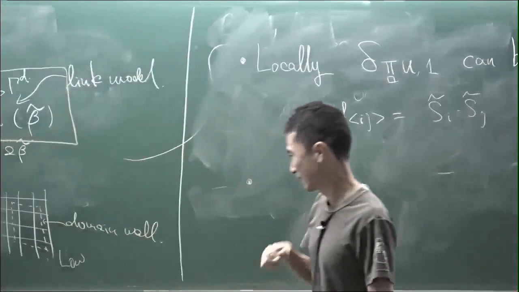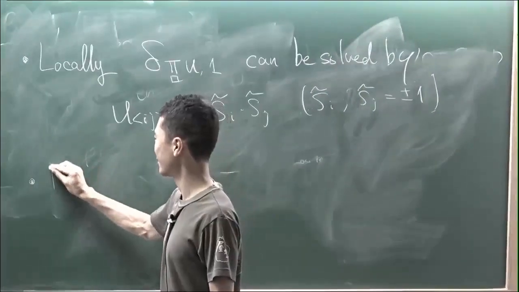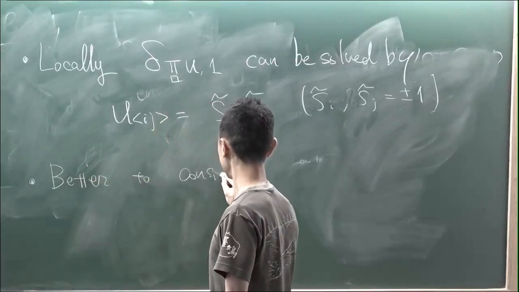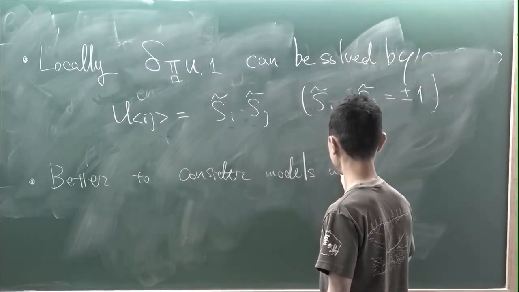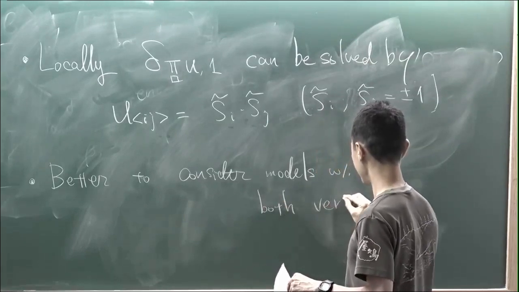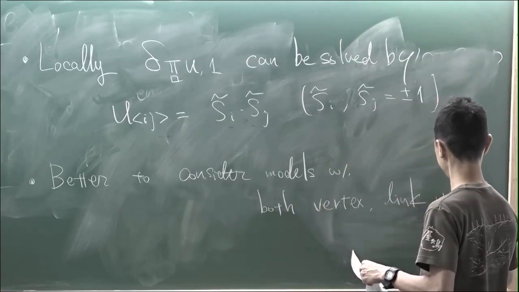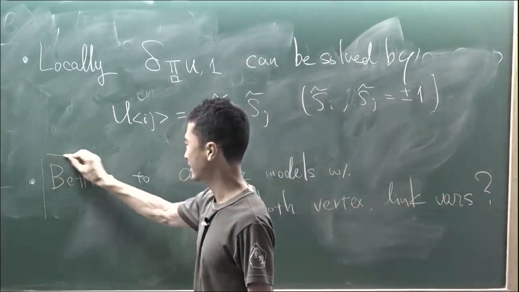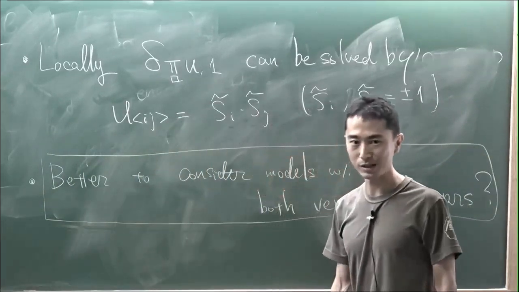But given this property that some spin model, which is defined on the lattice, on the vertices, can be dual to the model that is defined on the links, then maybe one might think it might be better to consider models with both vertices and link variables. This is basically my motivation for introducing what I call the ZPQ model.